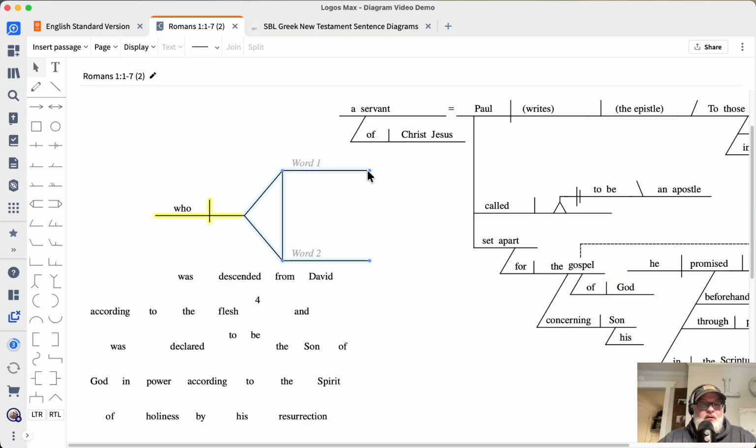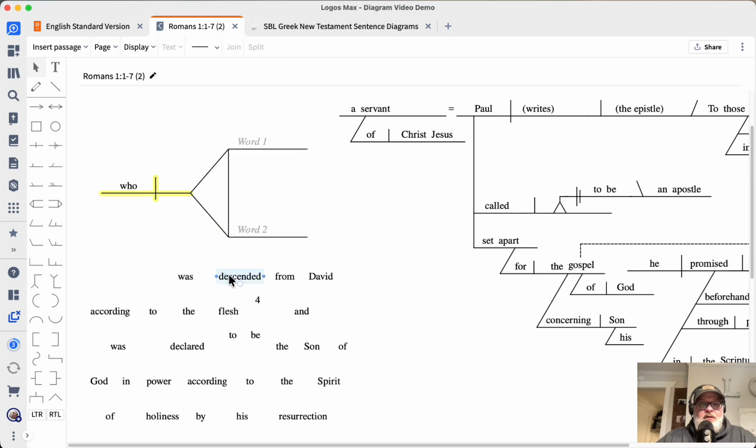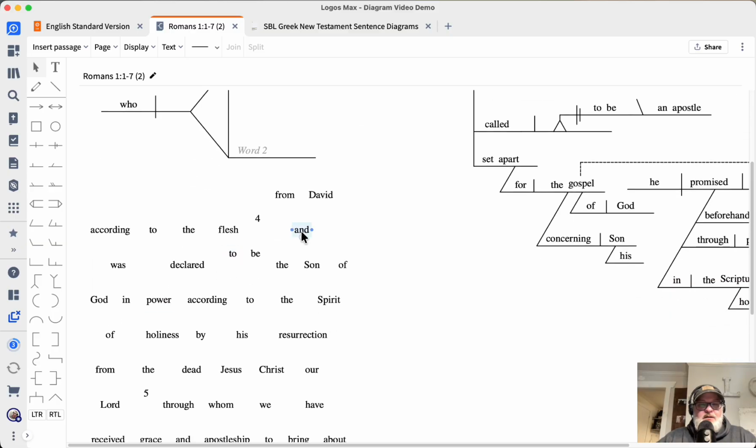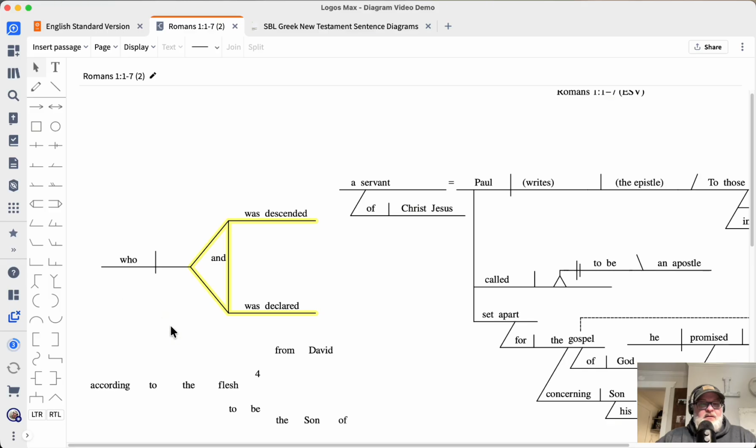And so we're going to need our little rocket shelf here, which is what I like to call it. And I'm going to widen this out so that I can get both these verbs on here. Who was descended. And so we're going to come back to these prepositional phrases. And was declared. And now we can take care of these prepositional phrases.